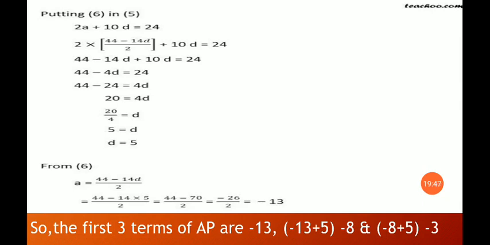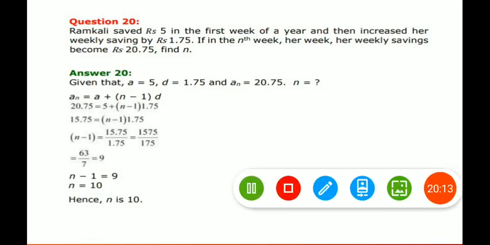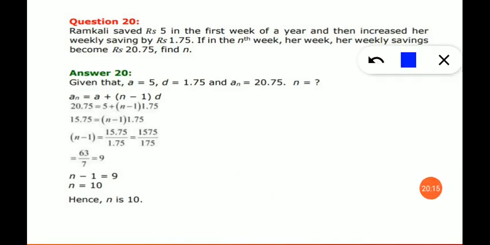Okay students, now moving towards the next question, the 20th question, the last question of today. It says that Ramkali saved ₹5 in the first week of a year and then increased her weekly saving by ₹1.75. If in the nth week her weekly saving becomes ₹20.75, then find the value of n. So here a is given as 5, D is given as 1.75 and AN is 20.75. We have to find N.